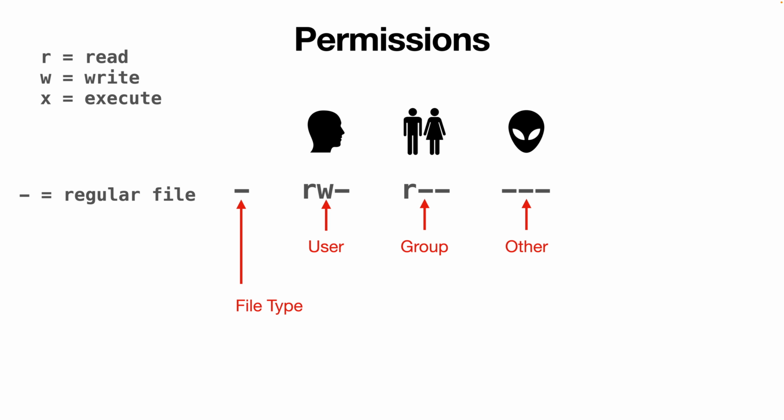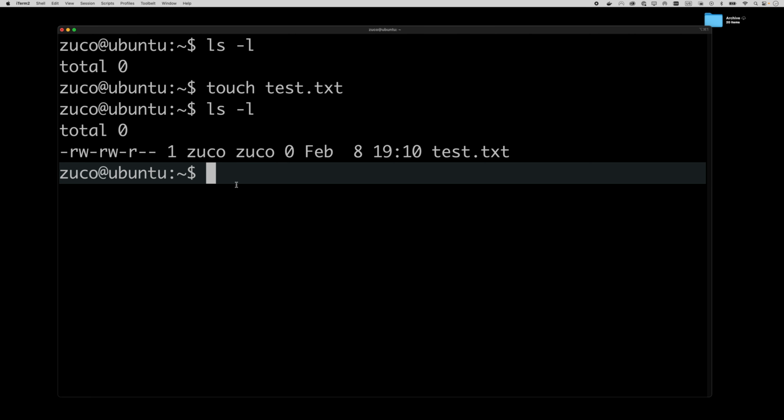Finally, we have here the file type. If we have a dash like this, it means it is a regular file. If it's a D, then it is a directory, and if it's an L, it's a link. With this knowledge, we can now understand the permissions of this text file: read and write for the user, read for the group, and nothing for everyone else. Here, this is the user and this is the group. In this case, you can see Zuko is my user, and because by default just one user is created, it creates a group with the same name. Yours is going to be different.